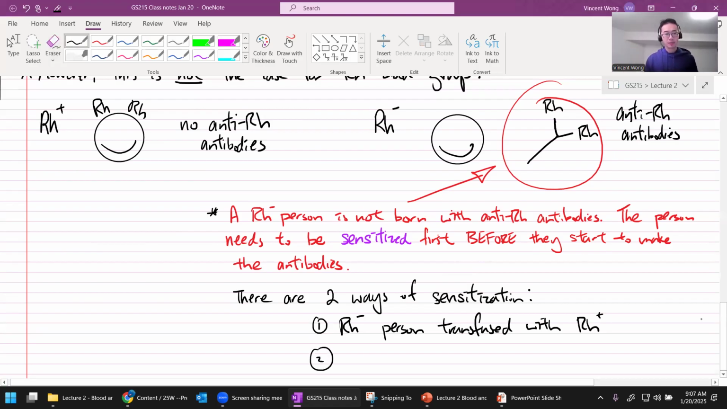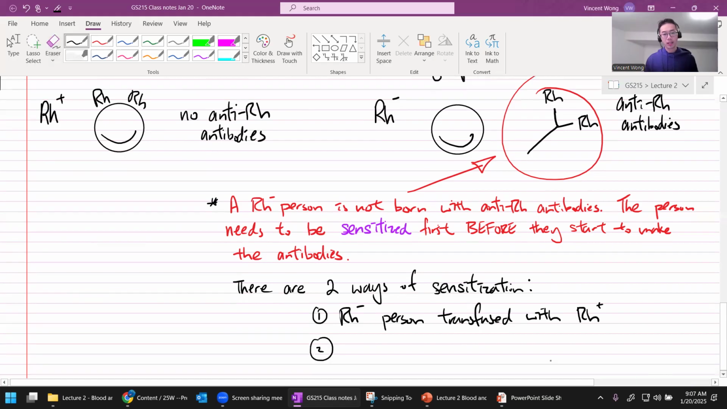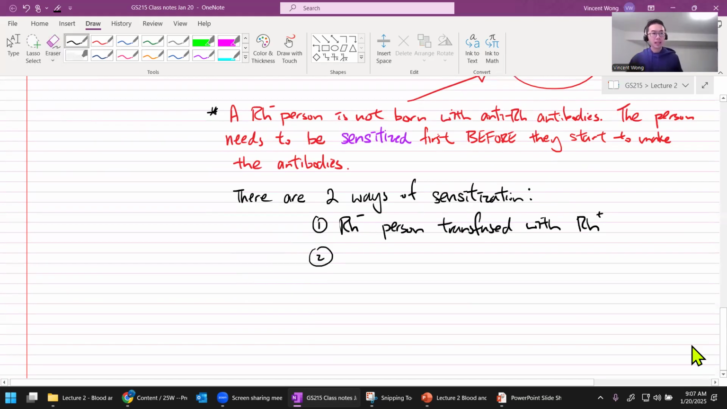What's another reason? This is only gonna happen in women. What situation will an RH negative woman be exposed to positive blood?